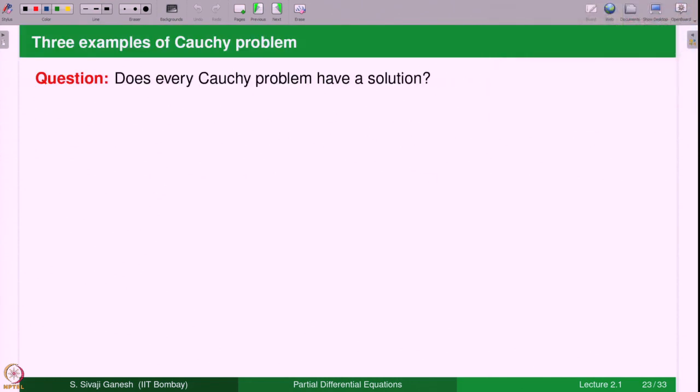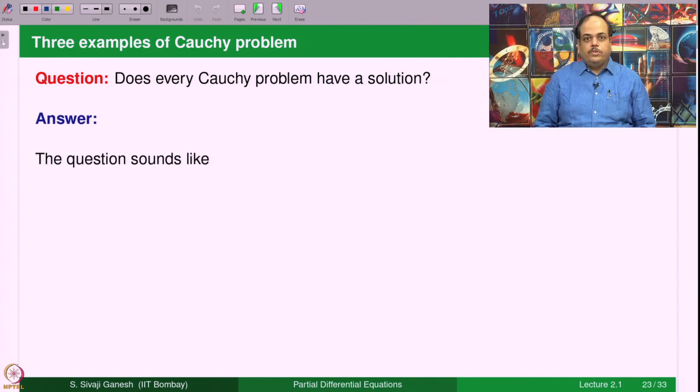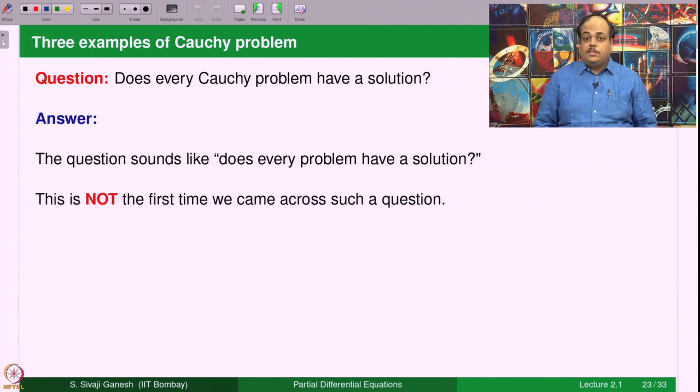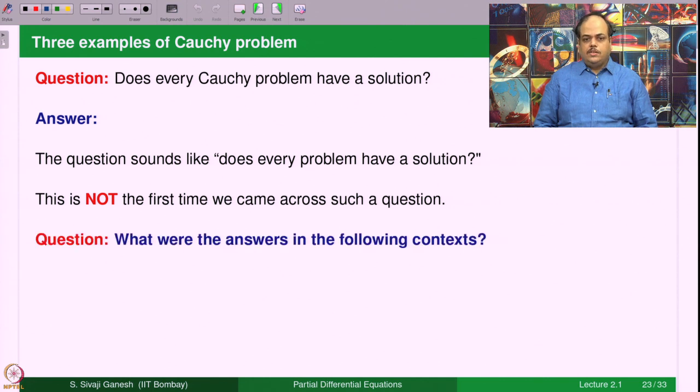Before that, let us ask the following question. Does every Cauchy problem have a solution? Good question. This question sounds very familiar, like one we asked earlier. Does every problem have a solution? This is not the first time we came across such a question. It was asked many times, and many times we even had a complete answer. For example, for a system of linear equations Ax equal to b, where A is a square matrix, we understand completely what conditions give existence, what conditions give uniqueness, and non-existence.